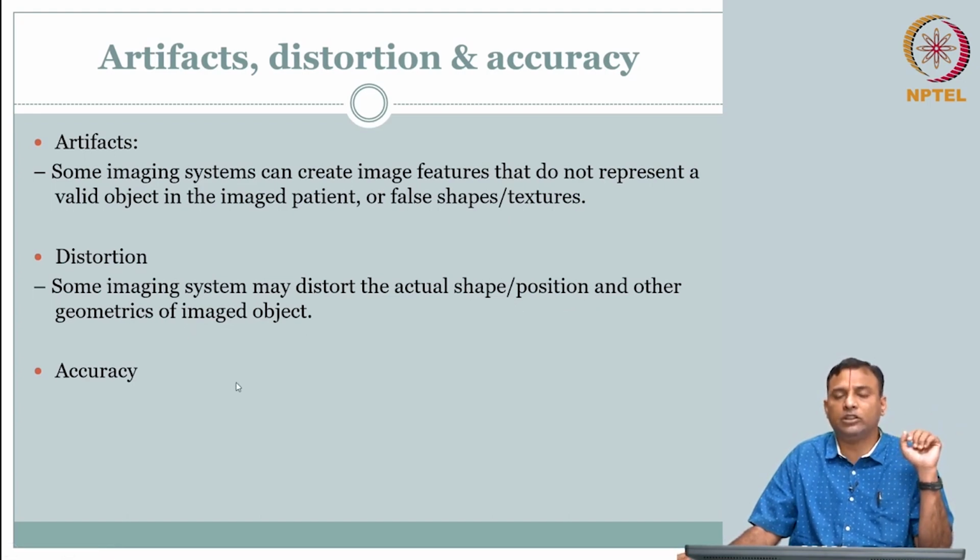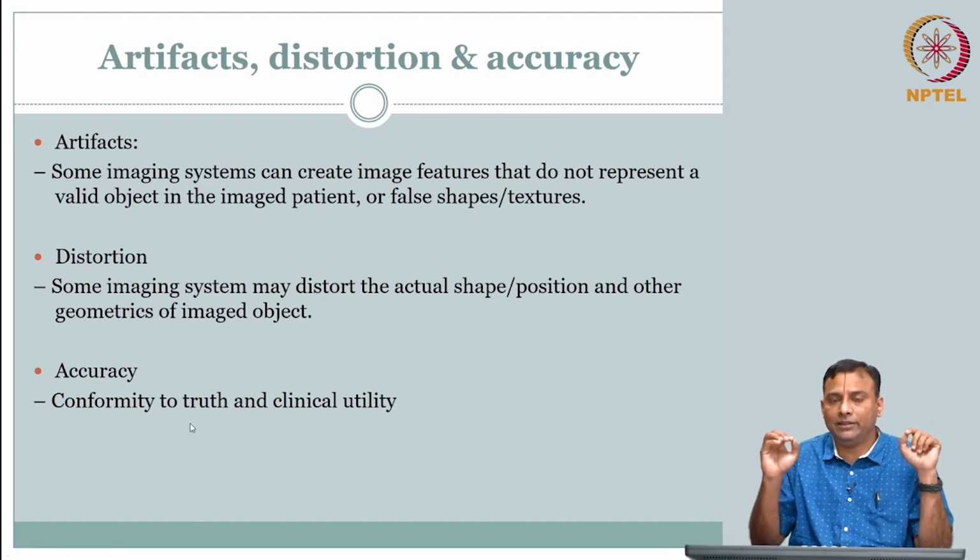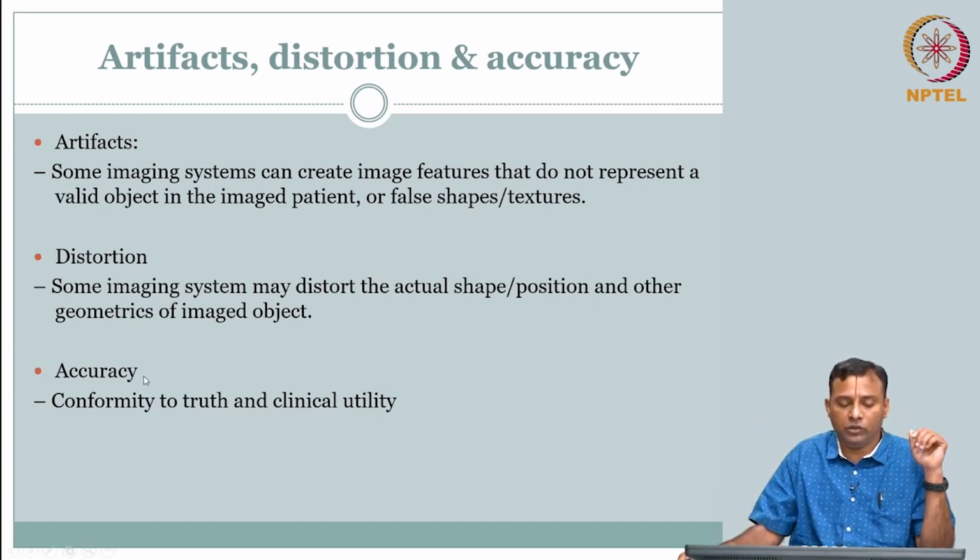So that is distortion. When you talk about accuracy, there are two types of accuracy. One is your conformity to truth. I am doing some measurements. How close is the measurement to the actual ground truth? That is one kind, which we call conformity to the truth.